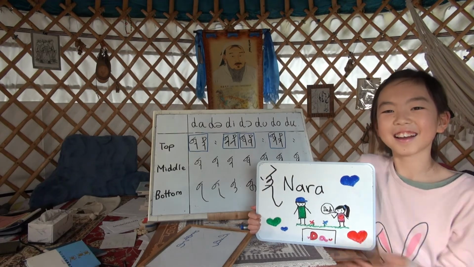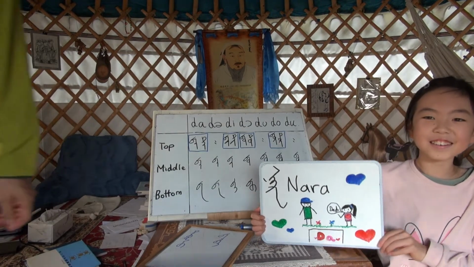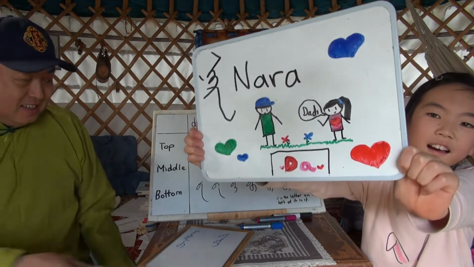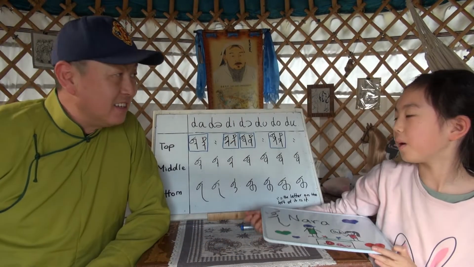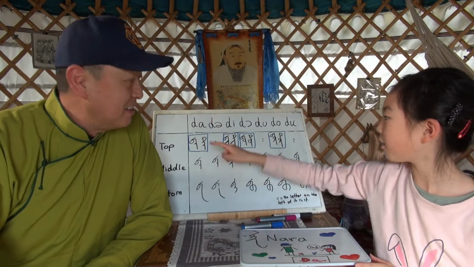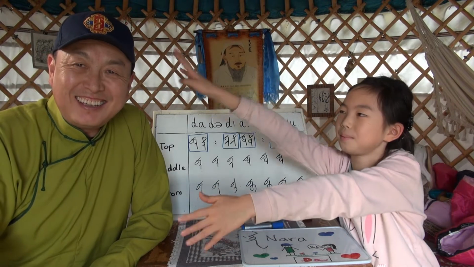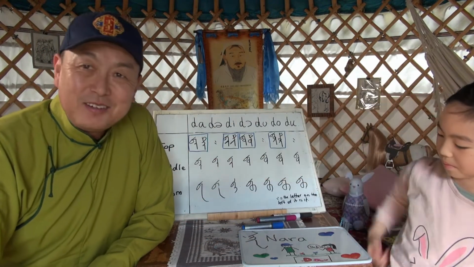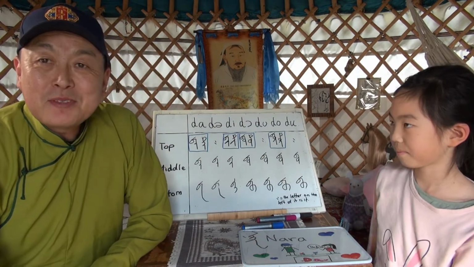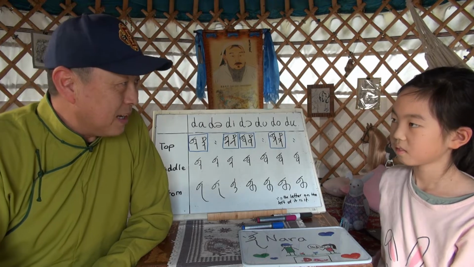So hello, I am Nara, and today we're going to be learning da. And I made up a word that's definitely not Mongolian. Da, di, daddy. Daddy, Nara. We're going to talk about that later. So today it's a big lesson.